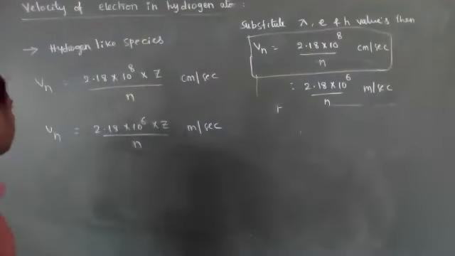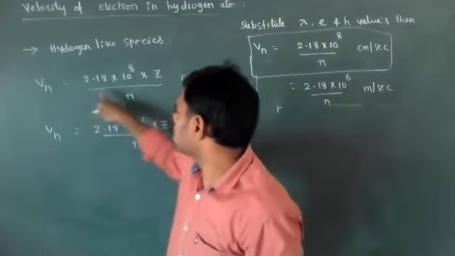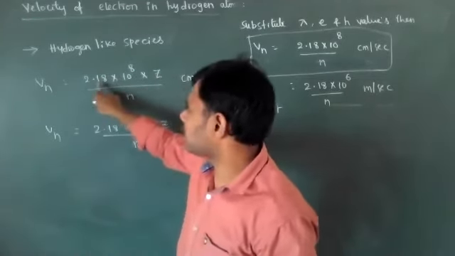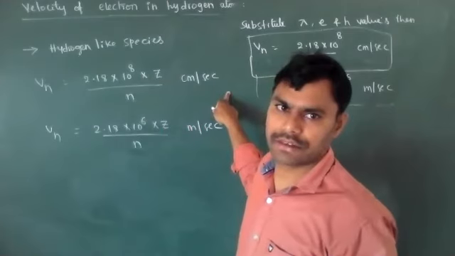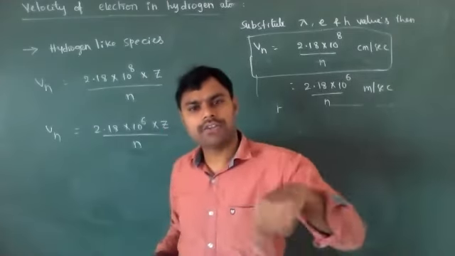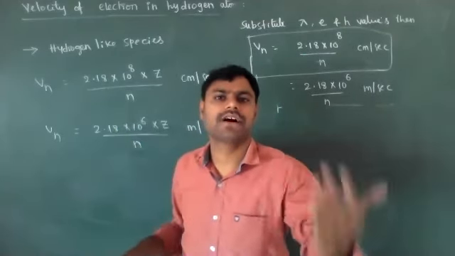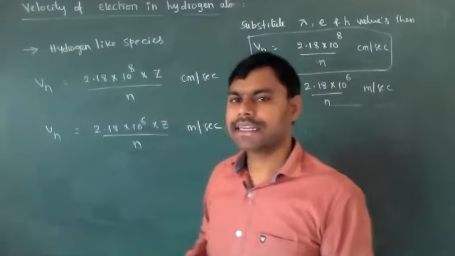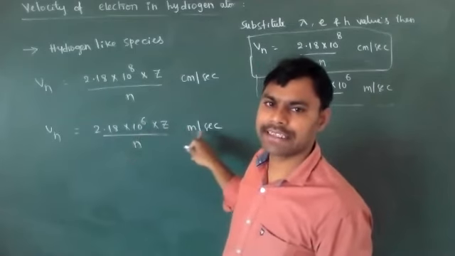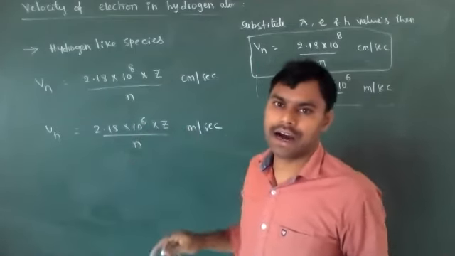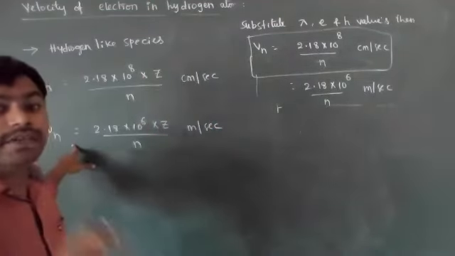That's why for hydrogen atom, the electron present in first orbit, V1 equal to what is the value? n equal to 1, Z equal to 1, then 2.18 into 10 to the power of 8 centimeter per second. The velocity of electron in first orbit is always less than the velocity of light. What is the velocity of light? 3.0 into 10 to the power of 10 centimeter per second, 3.0 into 10 to the power of 8 meter per second. That is the velocity of light or electromagnetic radiations. This is the velocity of electrons present in different orbits.